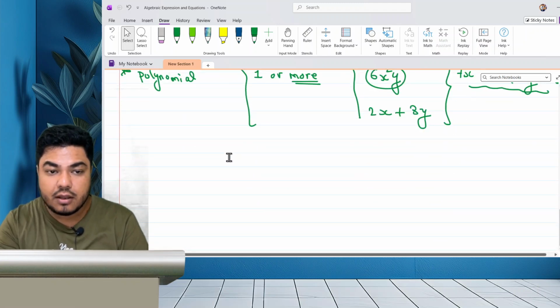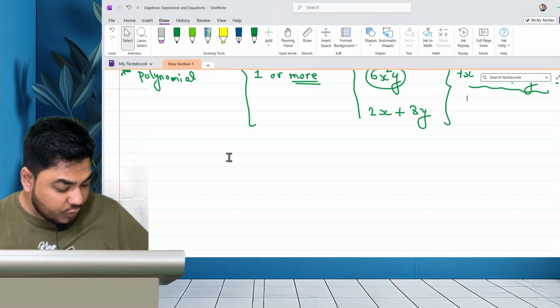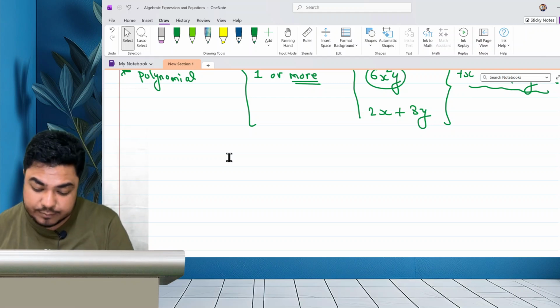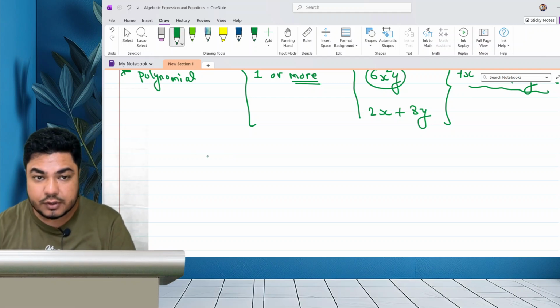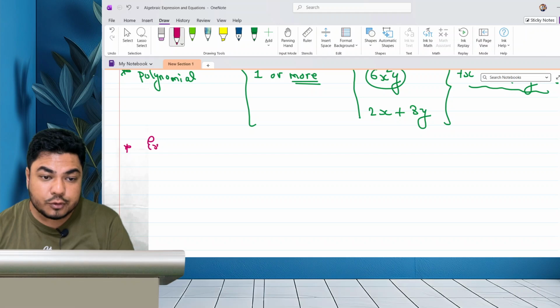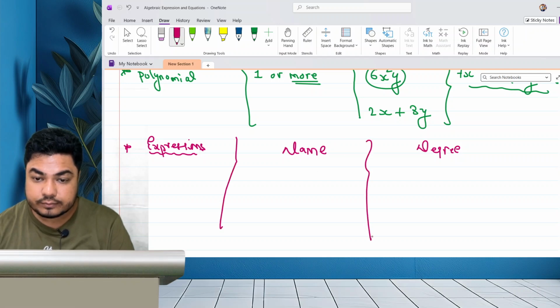Clear? Moving next, we are going to see a few examples, and we are going to also mention its degree. We are also going to mention its type, so that whatever we have learned today is going to get consolidated if we solve this. So I'm going to write expressions over here in front of you. Here I'm going to write the name, and here I'm going to write its degree.